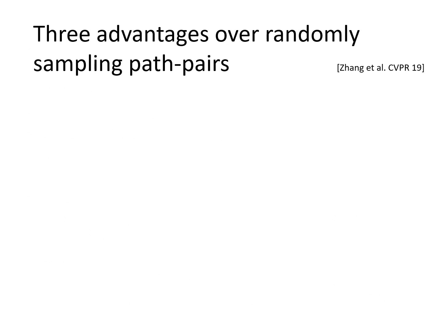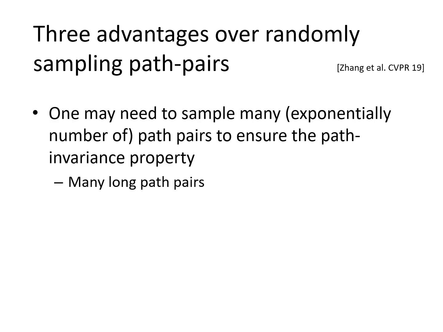You may want to ask what are the advantages of pre-computing a path-invariant basis. Instead, we can just randomly sample path pairs, right? Inspired from the success of stochastic gradient descent algorithms. In fact, there are three advantages. The first advantage is that if we do random sampling, one may need to sample exponentially many path pairs to ensure the path-invariance property, except for very special graphs. So in general, if we do random sampling, there's no guarantee.